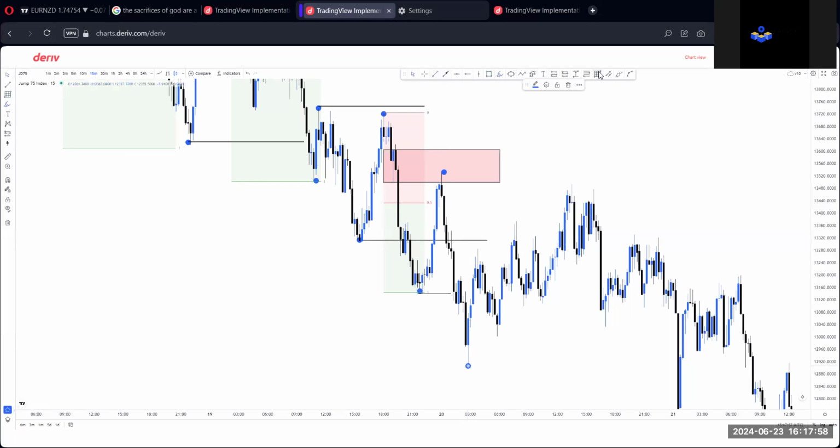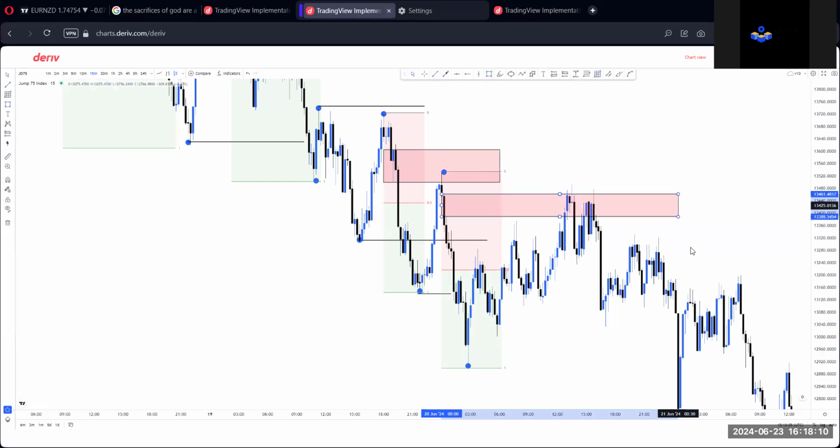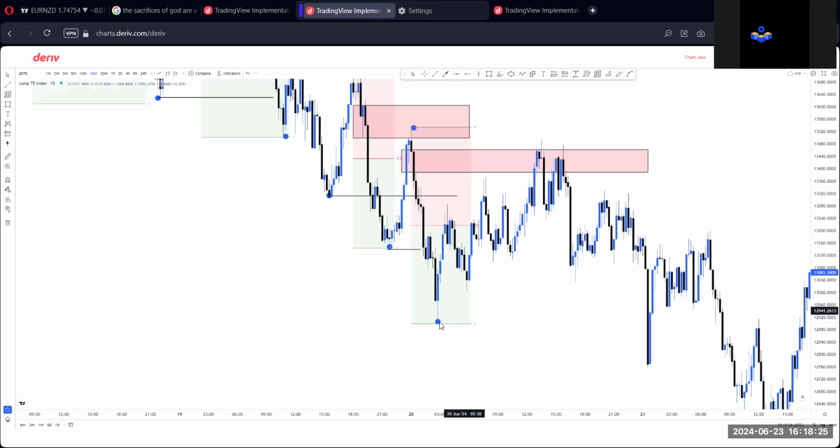So we use the premium and discount from this high to this low and allow price to come into premium because we are sell biased. And what did price find in premium? We had this fair value gap. All right, I think that is the only thing we have here. And we have this fair value gap as well, so it's kind of a balanced price range. Which price returned into and then sold off, breaking this low.